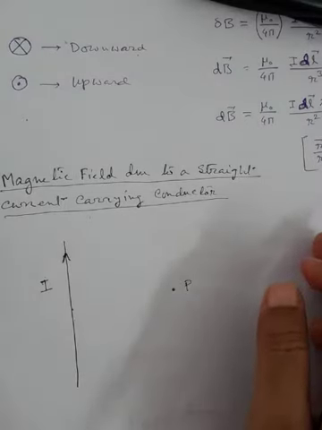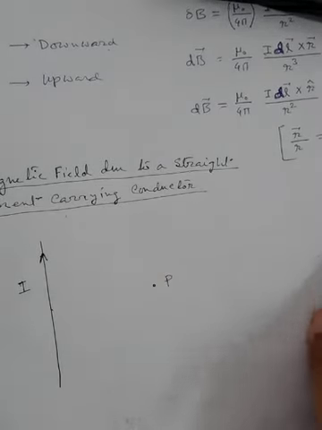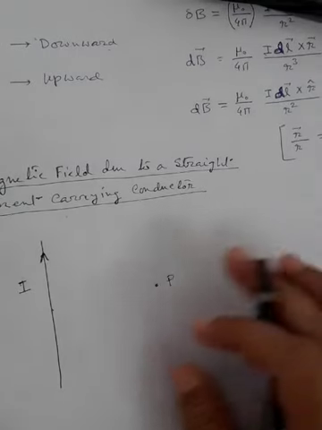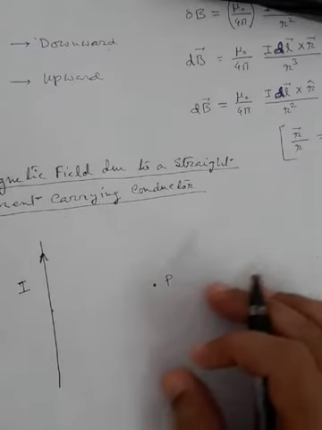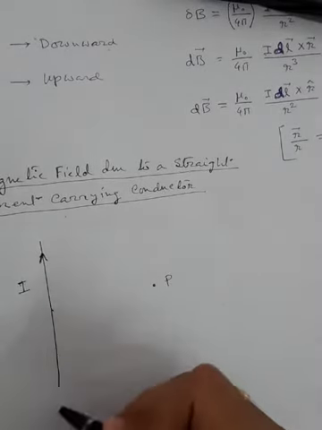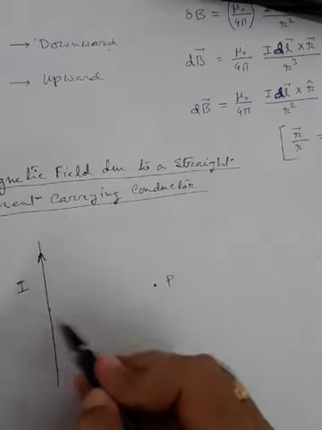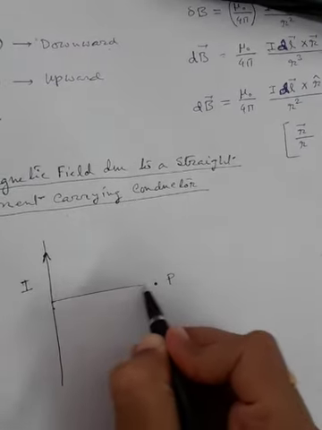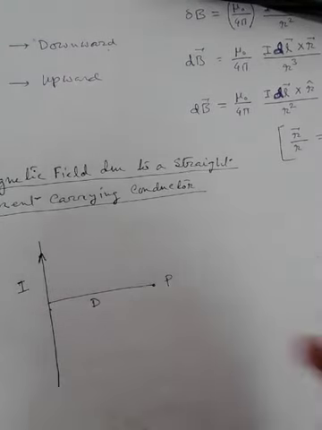by Biot-Savart law. In our previous videos, we have derived the equation for the magnetic field due to a straight current carrying conductor by Ampere's circuital law. Now we will derive the same relation from Biot-Savart law. Now this point P from this straight current carrying conductor is some distance D from this current carrying conductor.